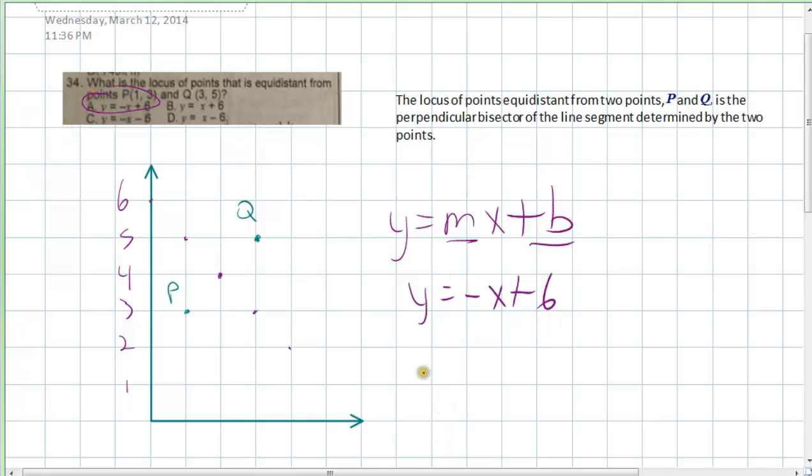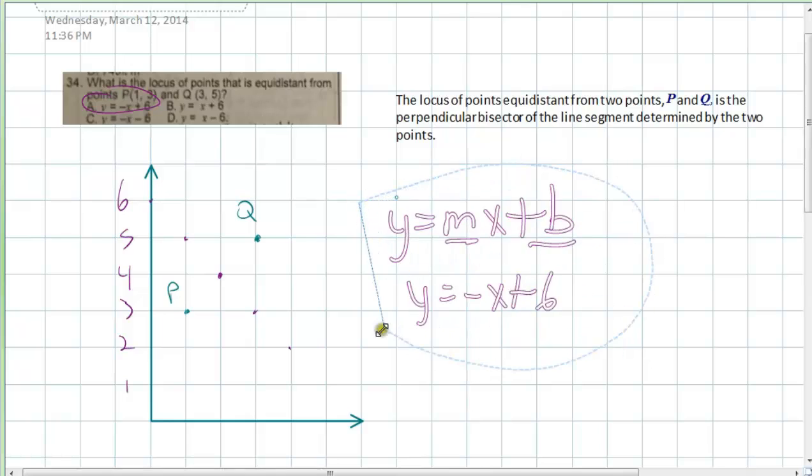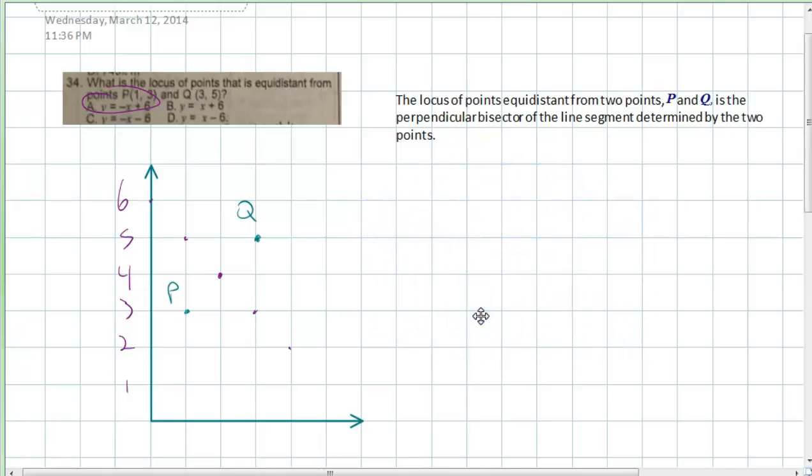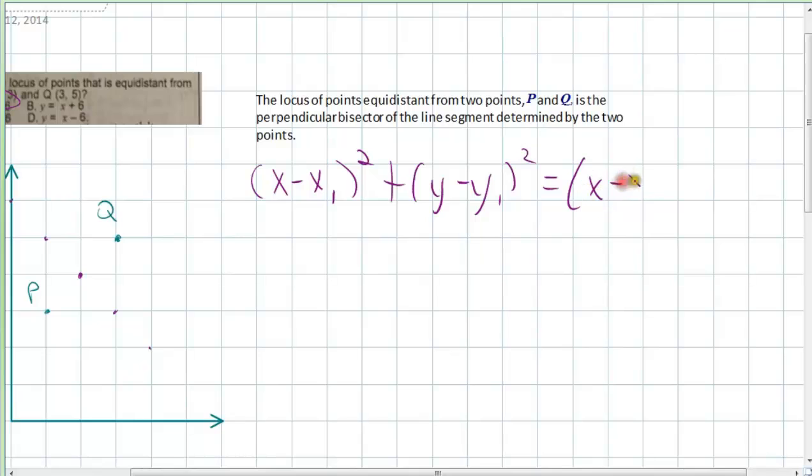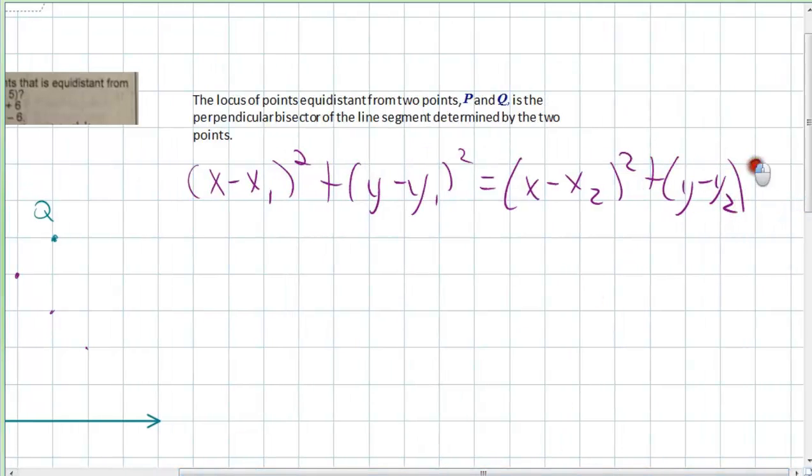And so that's a fairly quick and easy way to solve the problem, but sometimes it's not so straightforward. Sometimes you can't just figure it out right away by looking at it. And so there's also an equation that we can use to solve for this. You would say (x minus x1) squared plus (y minus y1) squared is equal to (x minus x2) squared plus (y minus y2) also squared.